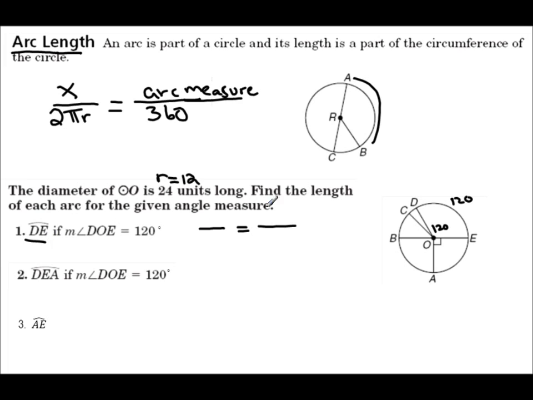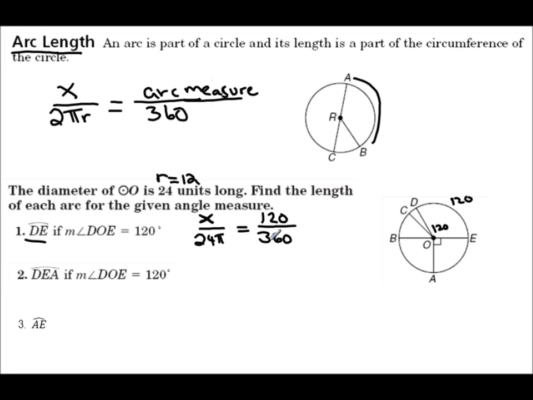Then we want to look for the arc length of DE. So first, arc length is x, we'll call it x, over 2 pi r, where our radius in this case was 12. And that's going to equal how much of the circle arc DE represents in terms of degrees. So DE is 120 degrees out of 360 degrees possible. So let's simplify down here. 2 pi times 12 is the same thing as 24 pi, so I'm just going to erase this and replace it with 24 pi.